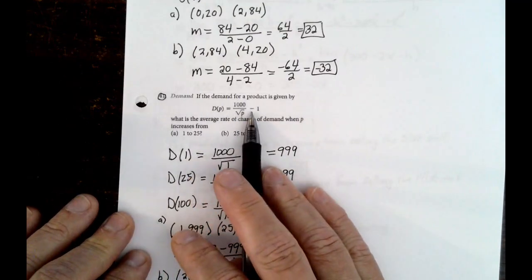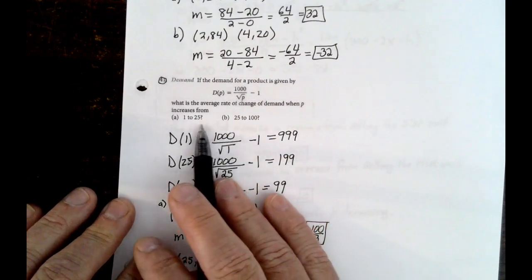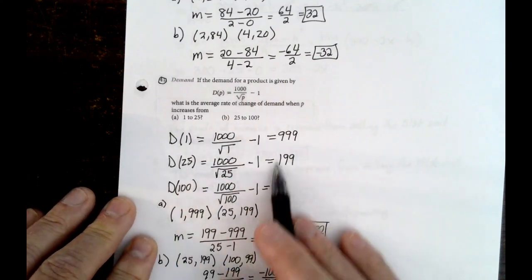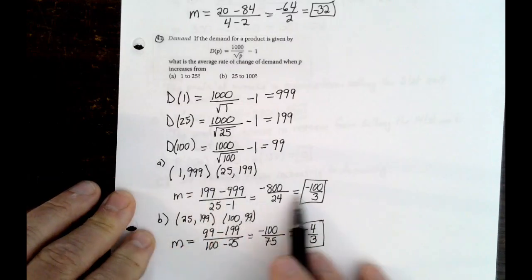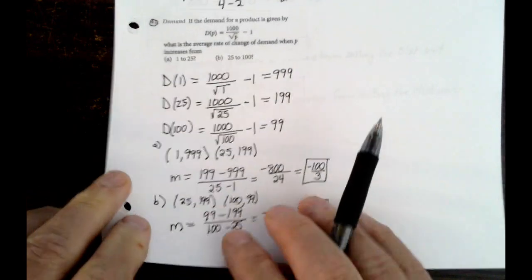41, you've got the demand function is this. What is the average rate of change of the demand function when p increases from 1 to 25 and 25 to 100? Again, you need y coordinates here. So from 1 to 25, you use these 2 points and find your slope. From 25 to 100, you use these 2 points and find your slope.